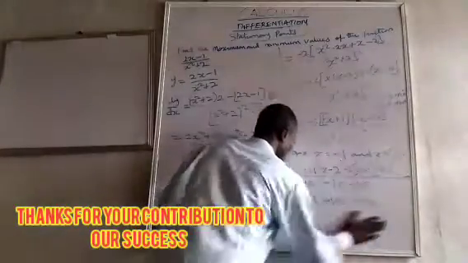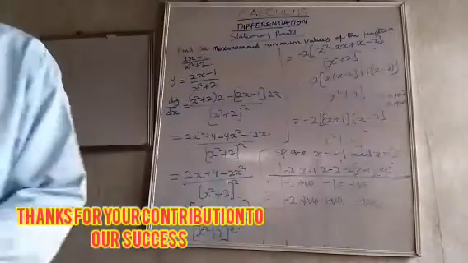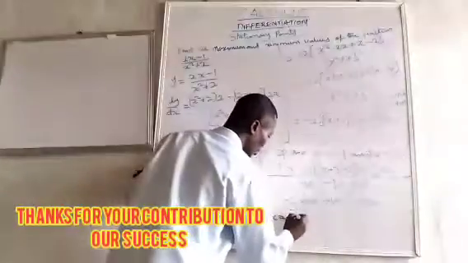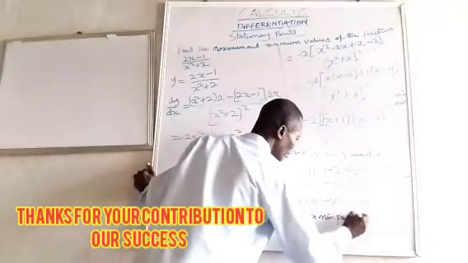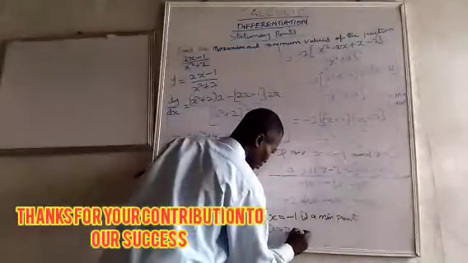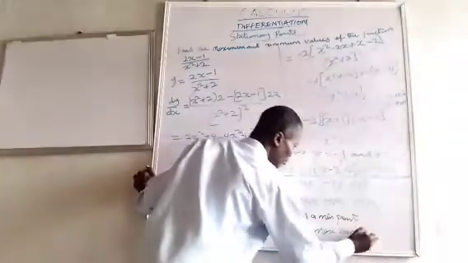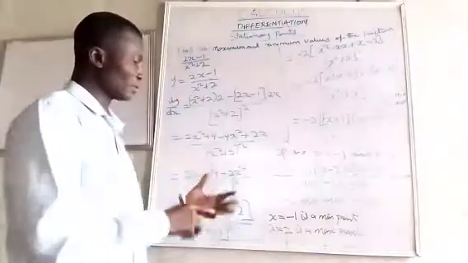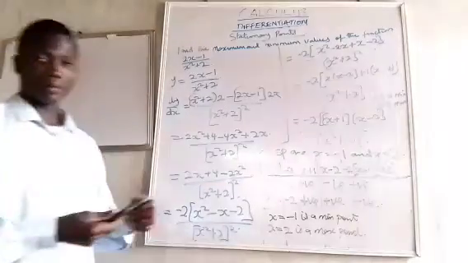So now I can write my result here. x equals minus 1 is a minimum point, and x equals 2 is a maximum point. So these are ways to test for stationary points, minimum, maximum, and then point of inflection. We go to point of inflection quickly later on.